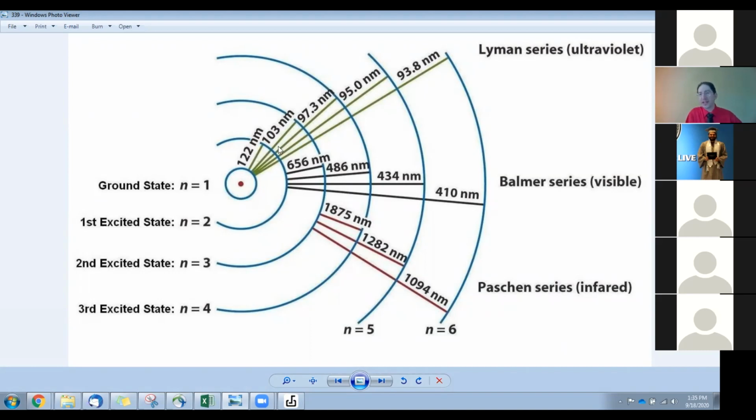So this first one is shorter than 400, so what type of light is this? Well, I guess the answer is right here. It's silly to ask a question when the answer is presented. Ultraviolet, being shorter than 400 nanometers, this is an ultraviolet photon.